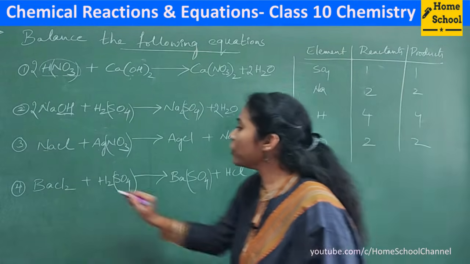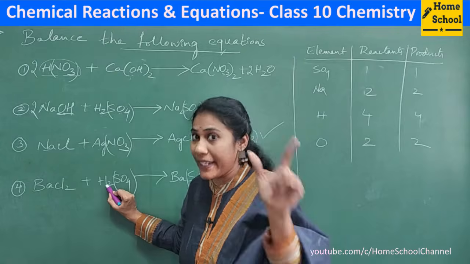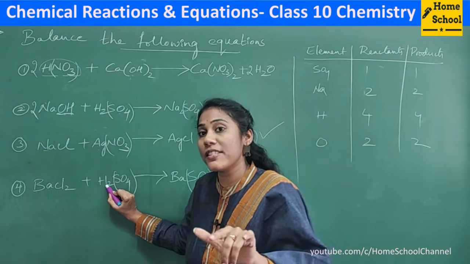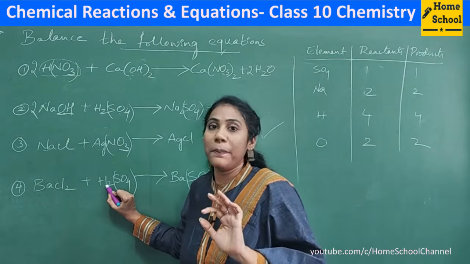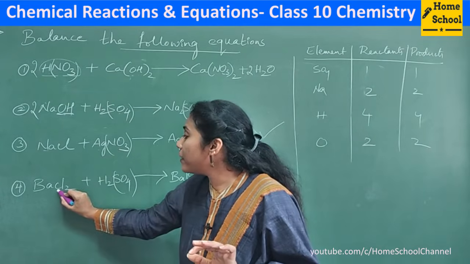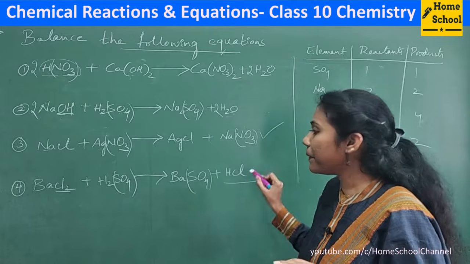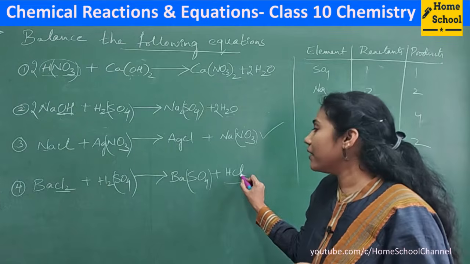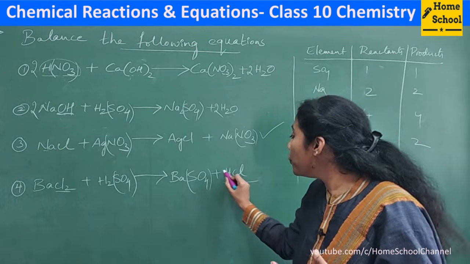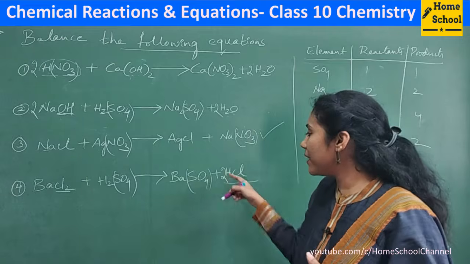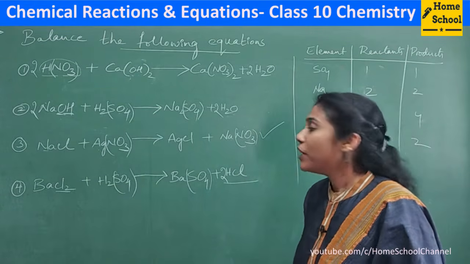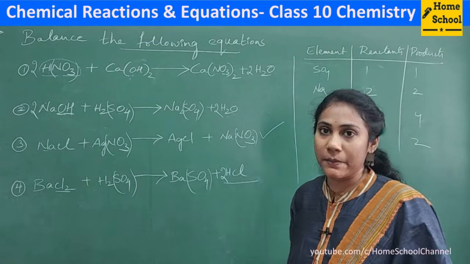Now let us go for chlorine. Hydrogen, keep it at the end. Remember, hydrogen and oxygen you have to balance at the end. So chlorine, 2 chlorines are there in the reactant side. How many chlorines in the product side? Only 1. So how do you make it 2? You will put 2 here, so that 2 chlorines it will become. So you have balanced chlorine atoms now.